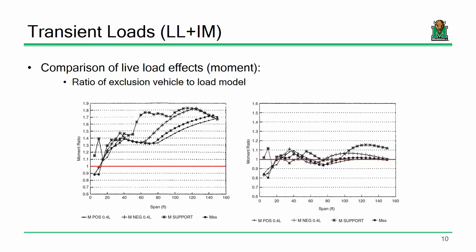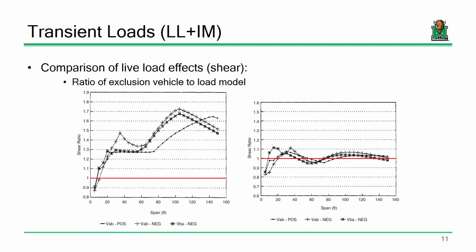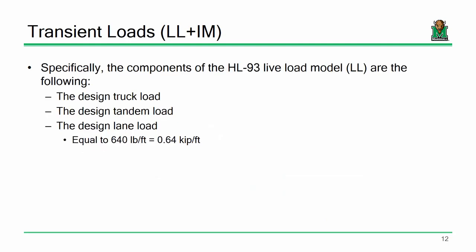Okay, so this is the moment effect. This is the same thing with shear, sort of same story. Again, that red line is a moment or shear ratio of 1, where the model and the actual data that we're getting from the field are the same. And if you look in section 3 of your spec, you'll see these graphs. I pulled these directly from the spec. It's not like I had to hunt for these things.